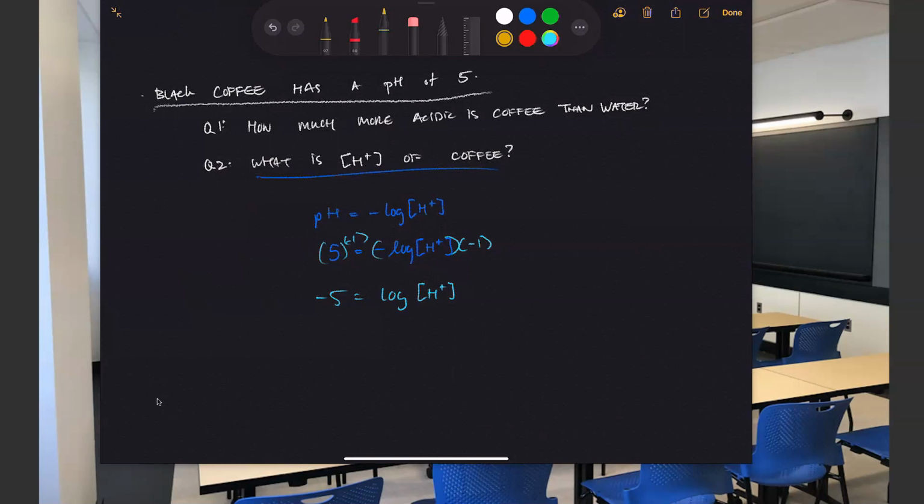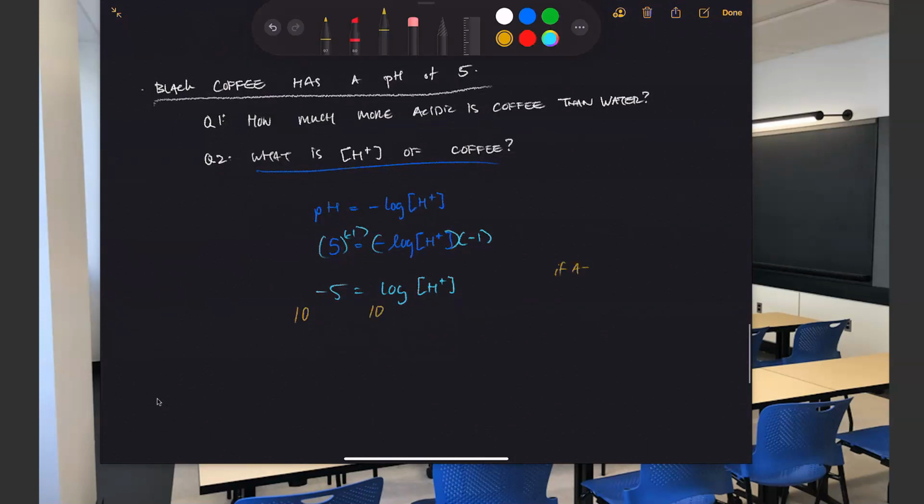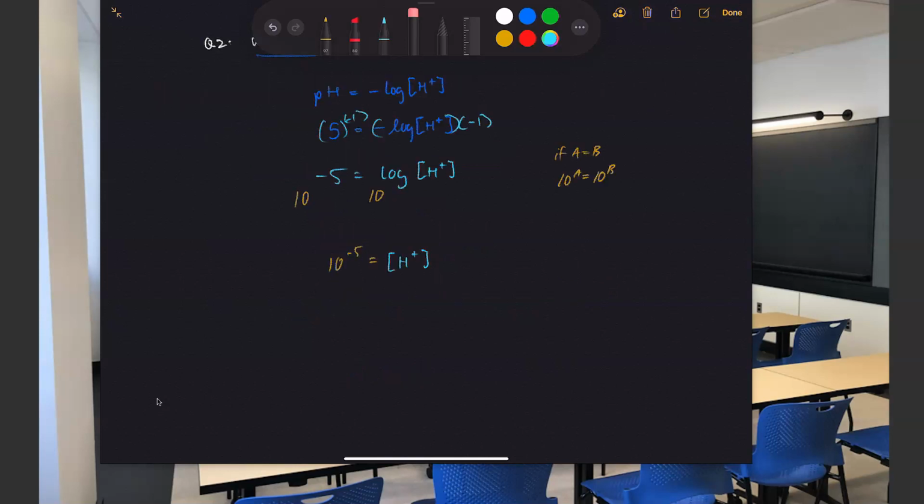We use that property that we used in the last section, which is raise both sides as powers of 10, right? If A equals B, 10 to the A equals 10 to the B. And we're using base 10, so that we get 10 to the minus 5 equals, well, 10 to the log of something is just that something. And so we see, okay, 10 to the minus 5 equals H plus.